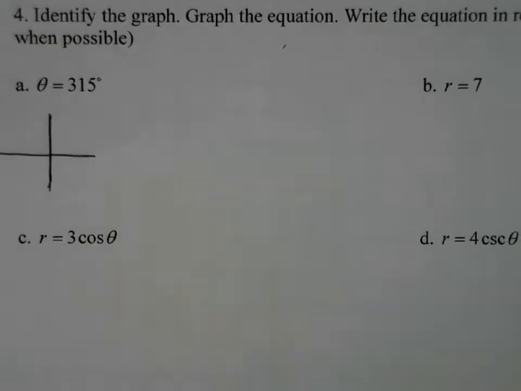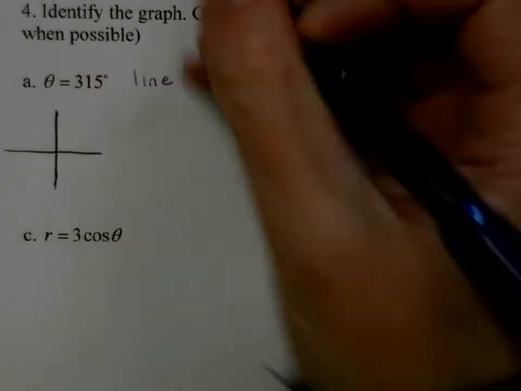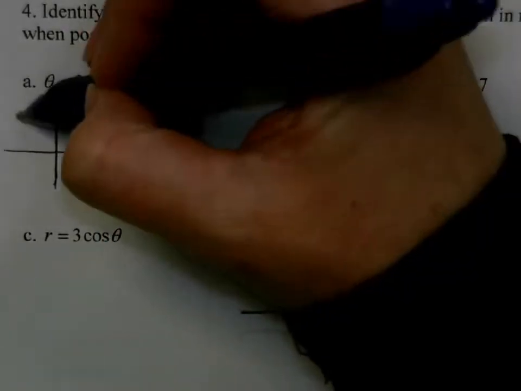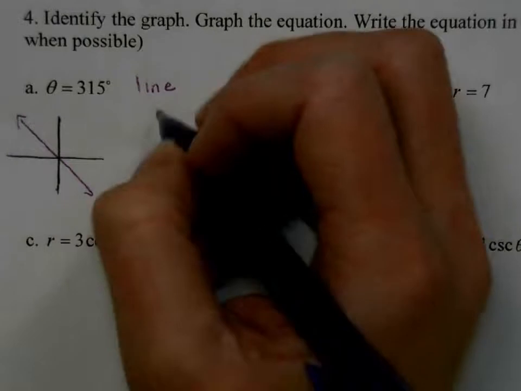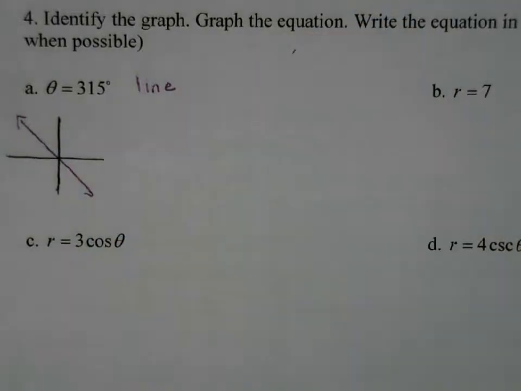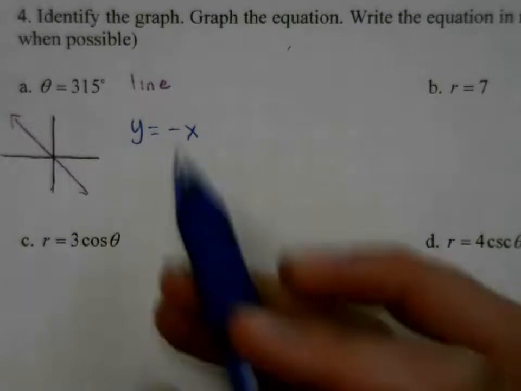The line at 315, 315 is down here, so it's going to be this whole line. Well, if it's 315, it's right in the middle. So this is just going to be a line. Y equals negative x. Okay, if it was here, it'd be y equals positive x.